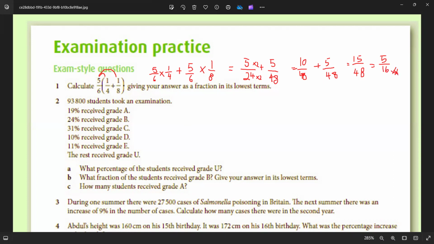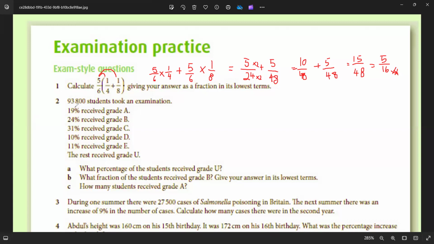Now question 2. 93,800 students took an examination. 19% received grade A, 24% received grade B, 31% received grade C, 10% received grade D, and 11% received grade E. The rest received grade U. We need to find the percentage of students who received grade U.